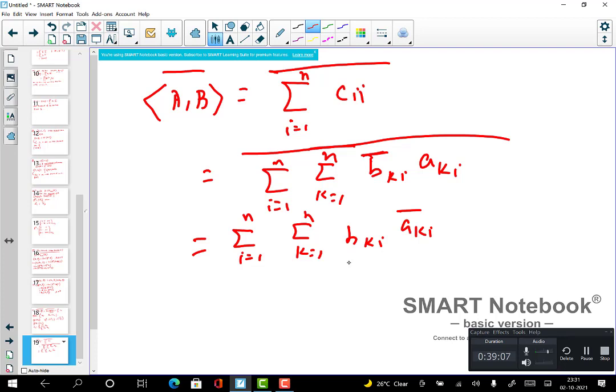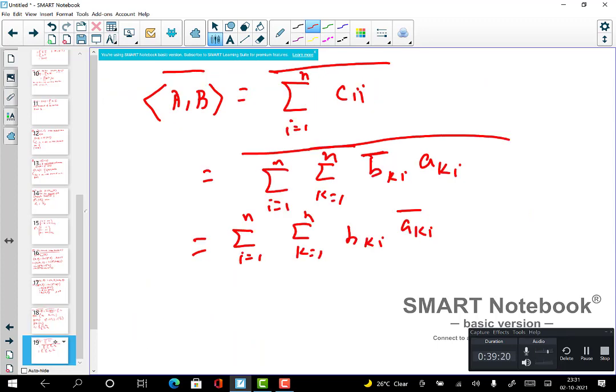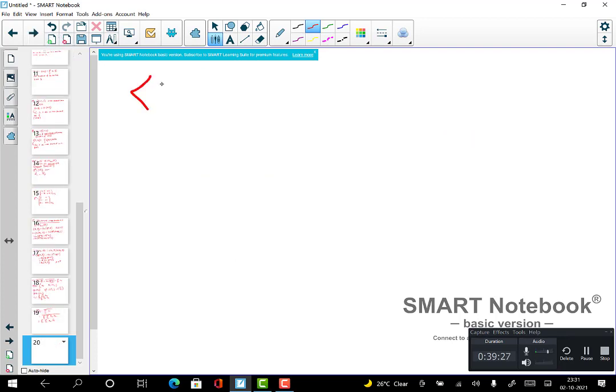So one more thing I need to tell you. I need to show that this is actually the inner product of BA, right? Inner product of BA will be what? So this much is okay. Now I will show that this is actually the inner product of BA. Now if you want to find the inner product of BA, that will be nothing but the trace of A star B. Okay.